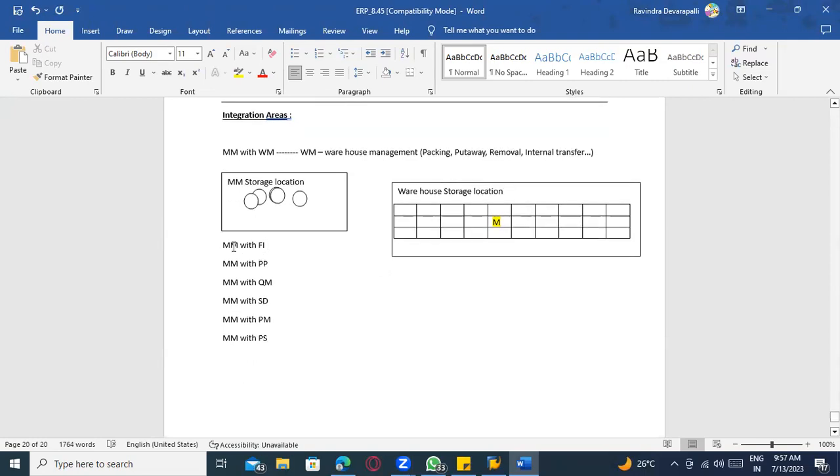You're right. Correct. Now coming to MM-FA integration. What is the MM-FA integration here? Why is it required? Finance. Why do we need finance? Because they have to pay the amounts to the vendors.